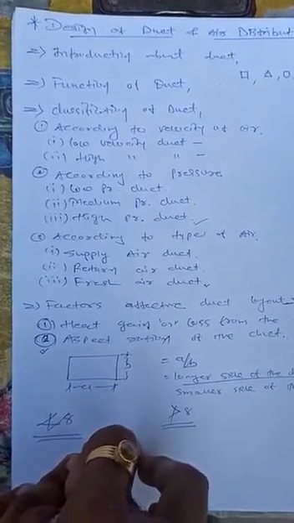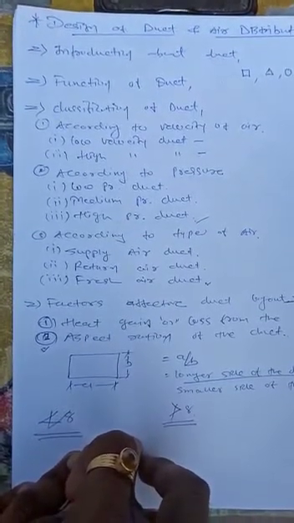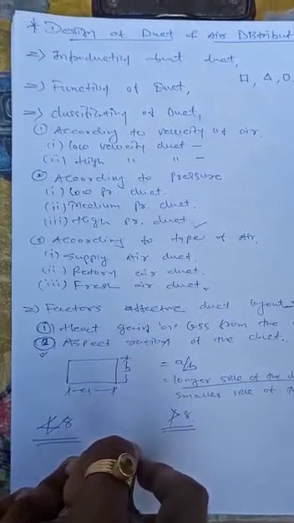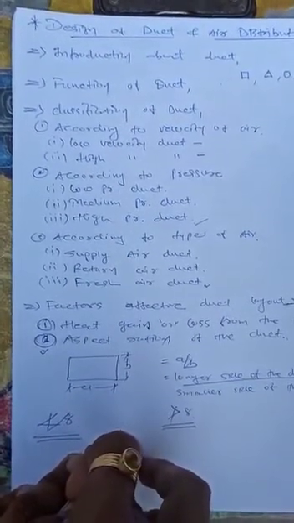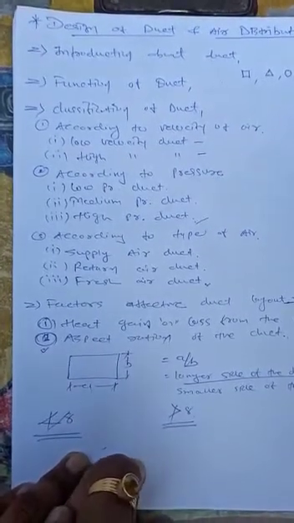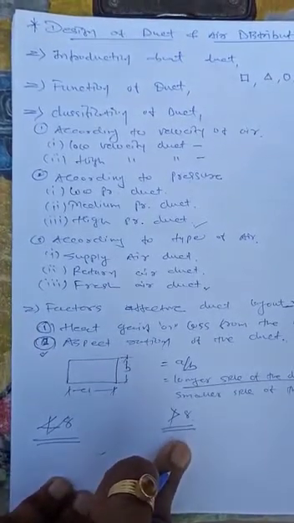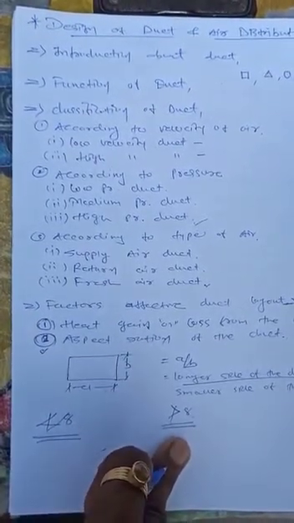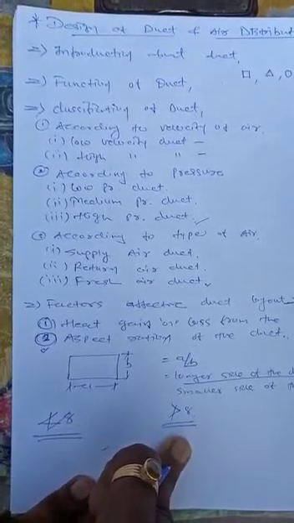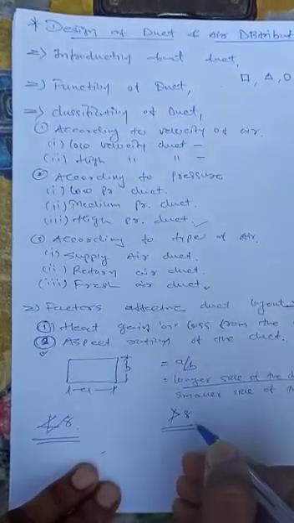The effect of aspect ratio is given by different figures. The aspect ratio for a rectangular duct should not be greater than 8 in any case. This is a key point of the design of duct. This aspect ratio should not be greater than 8.